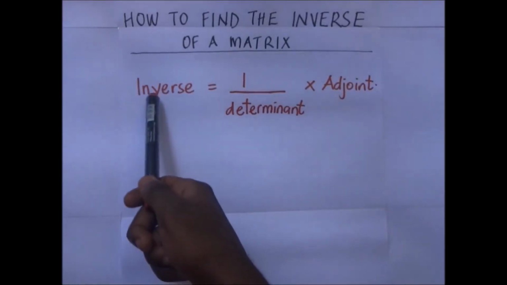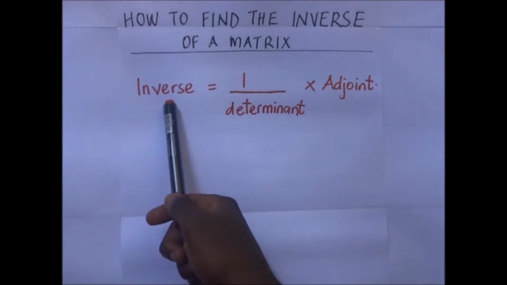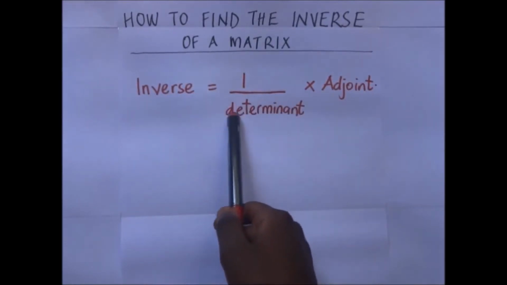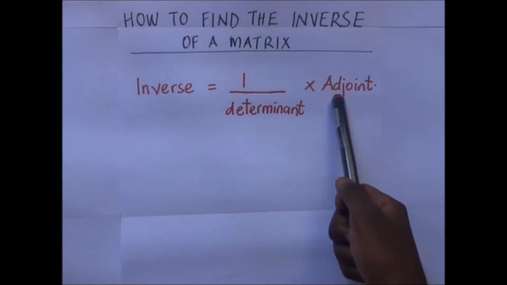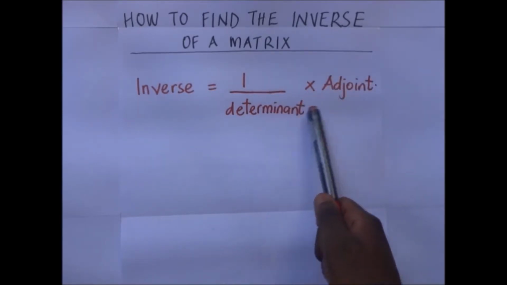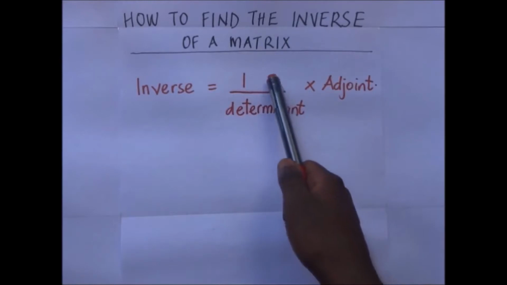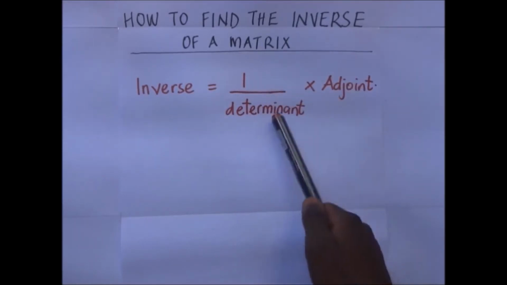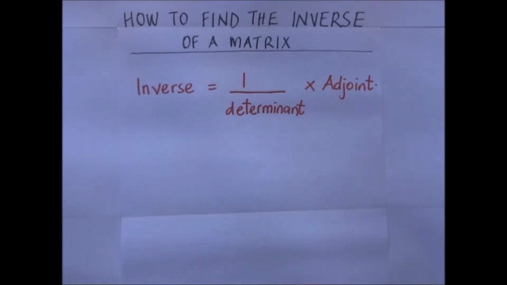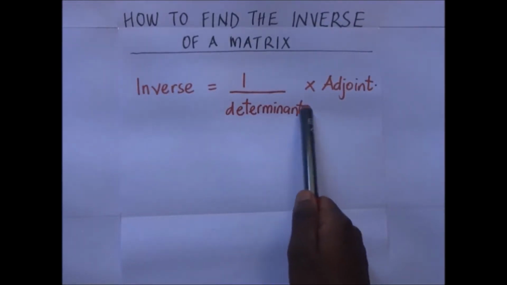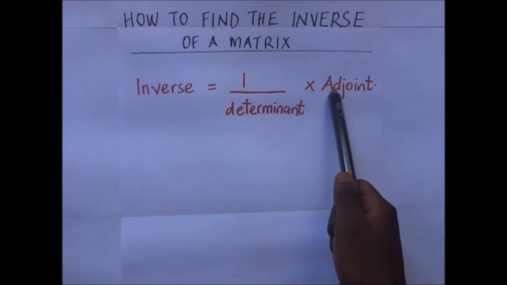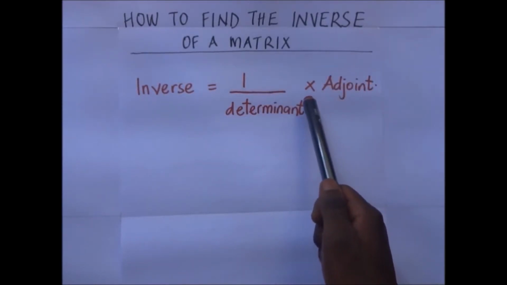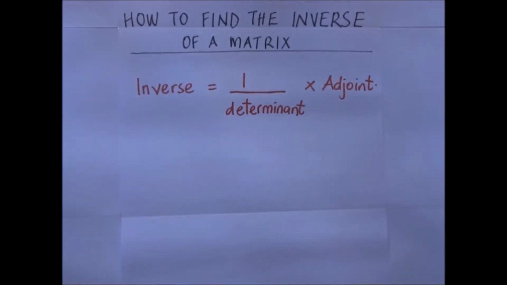Now, for us to be able to find the inverse of the matrix, we need to know how we find the determinant of a matrix. Then we also need to know how we find the adjoint of a matrix, so that we are able to substitute it in this expression, 1 over determinant times adjoint, so that we are able to get the inverse. So in this tutorial, we are going to first explore how we get the determinant. Then afterwards, we shall explore how we find the adjoint. And then eventually we'll be able to find the inverse of a matrix.